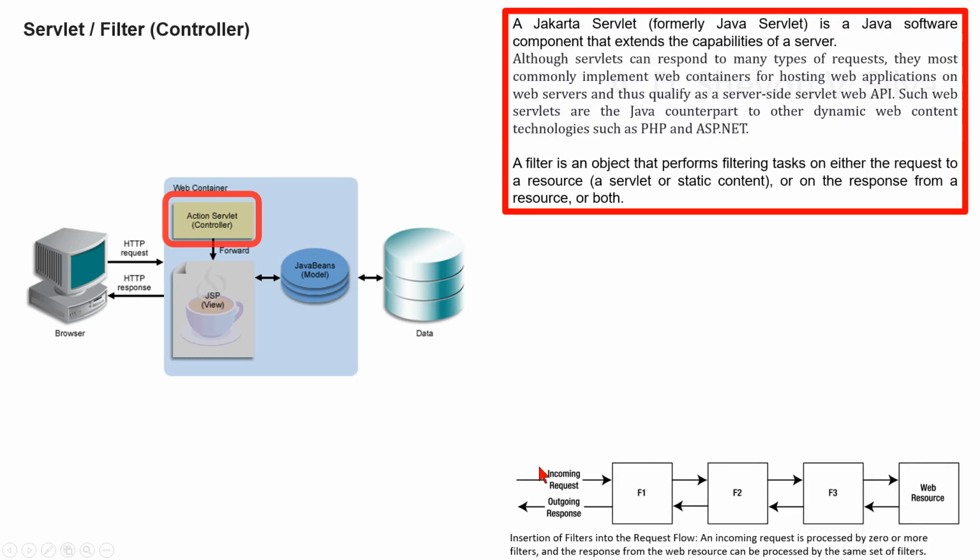Now we are considering insertion of filters into the request flow. Here the incoming request is processed by 0 or more filters, and the response from the web server can be processed by the same set of filters. The filters and request dispatcher: to better understand how the request dispatcher interacts with filters, we will process a series of figures depicting this request flow in a servlet container.